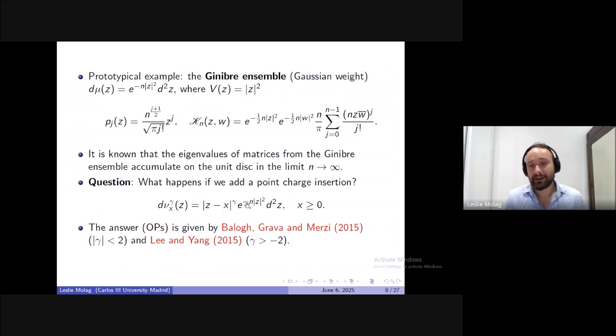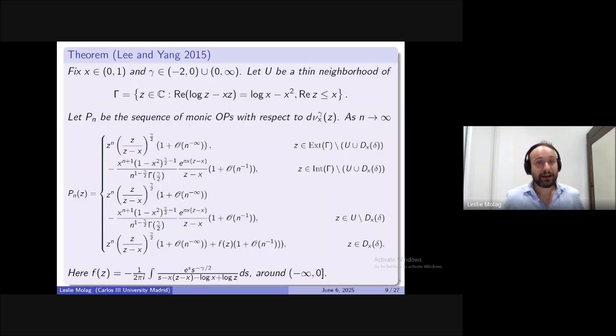I should also explain, because of rotational symmetry, this location of the point charge can be assumed to be positive or 0. Okay. So I will only tell you what happens when x is inside the droplet, so inside the unit disk. They also proved it outside the unit disk, but I will focus just on the inside. And this parameter gamma should be bigger than -2 and non-zero.